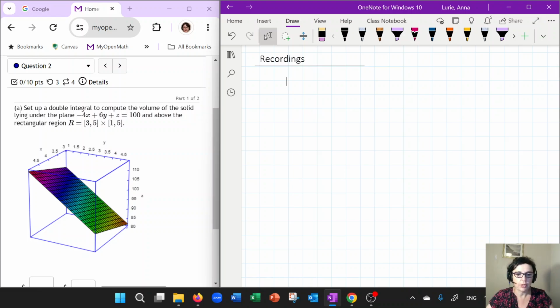Hi guys, in this video we are going to take a look at computing the double integral that represents the volume of the solid under the plane. So we've got a plane, and it is negative 4x plus 6y plus z equals 100. Now, what does this rectangular region look like?